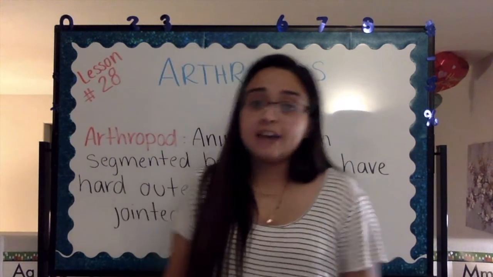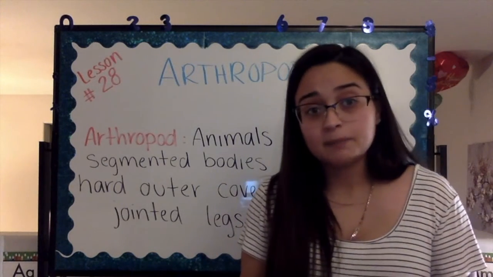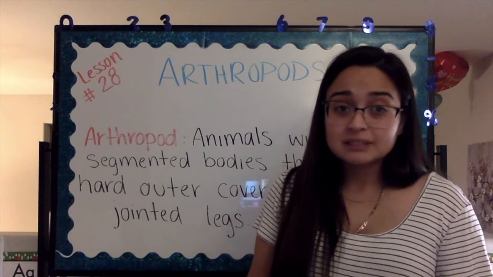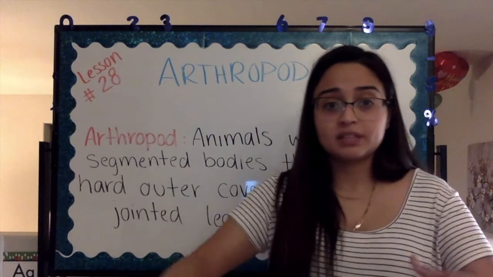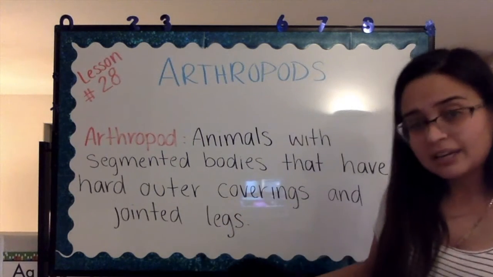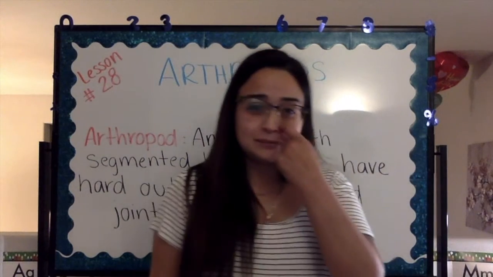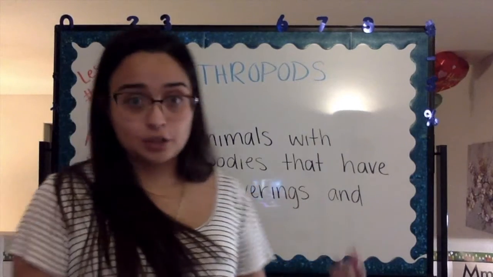And they all have these specific characteristics: segmented body and hard outer coverings and jointed legs, meaning they can move their legs. Like our legs are jointed, our knee is a joint. So that is arthropods.